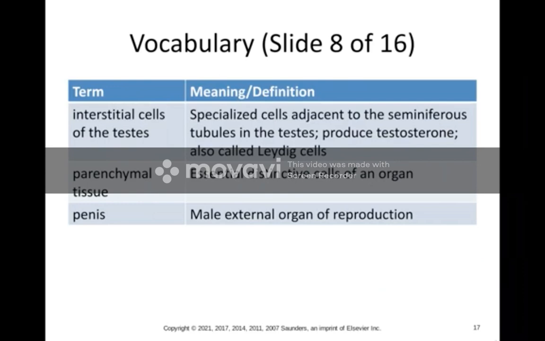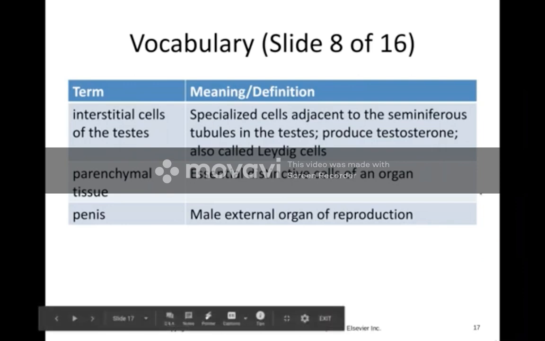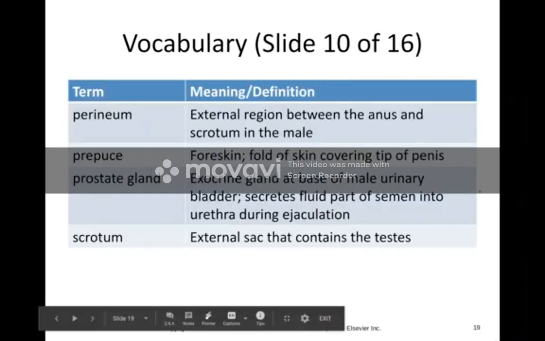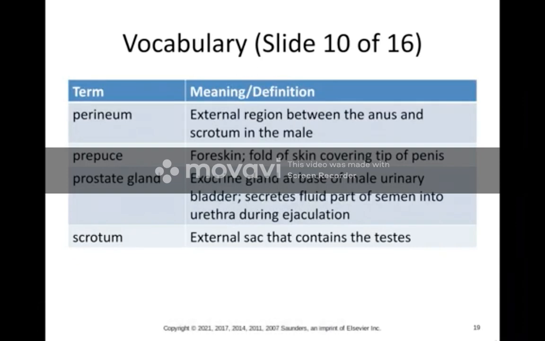Interstitial cells of the testes, these are the specialized cells adjacent to the seminiferous tubules in the testes. They produce testosterone. They're also called the Leydig cells. Parenchymal tissue is the essential distinctive cells of an organ. The penis is the male external organ of reproduction. Perineum is the external region between the anus and the scrotum in the male.